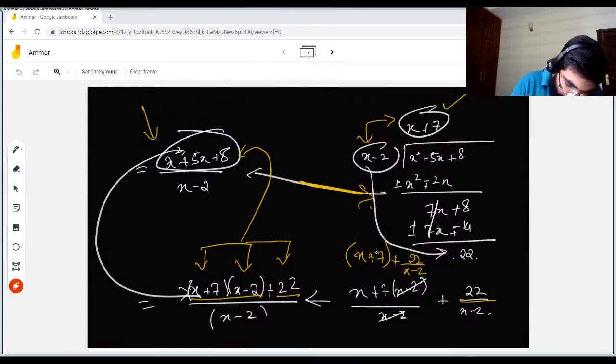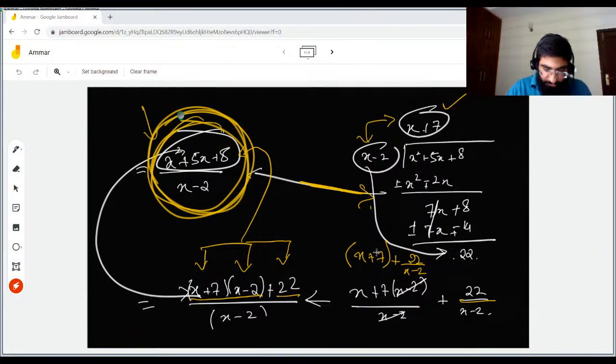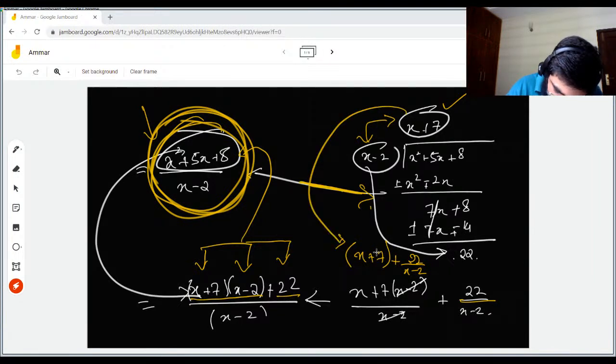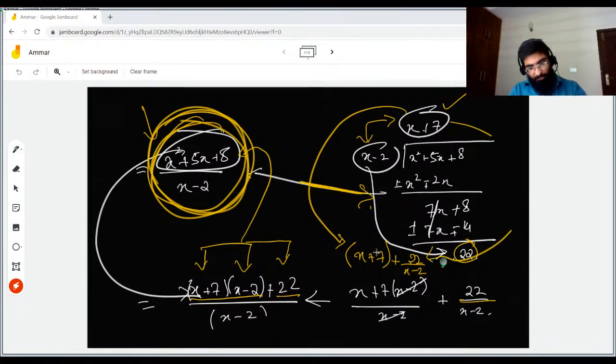If we are to convert this improper fraction into a mixed one, this is the complete term x plus 7, and then the remainder is 22 by x minus 2. Okay, so straight from division we convert it into this form. And this result you could be asked. So for example, we'll get to the questions and see how it asks there.